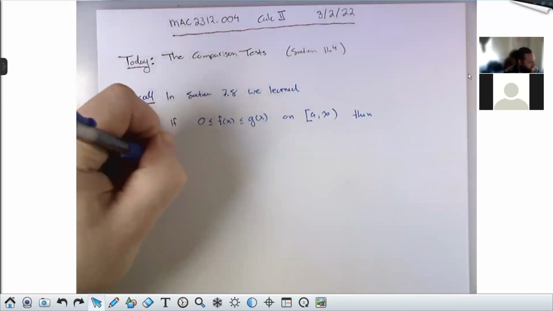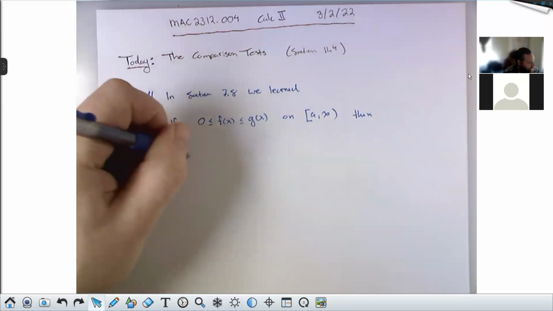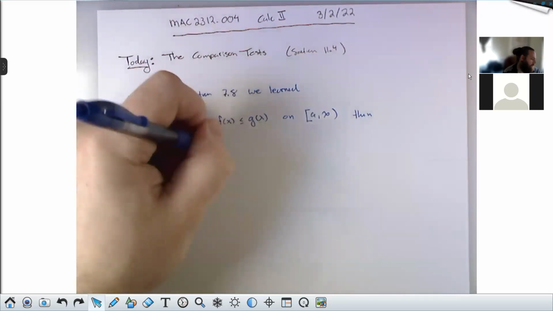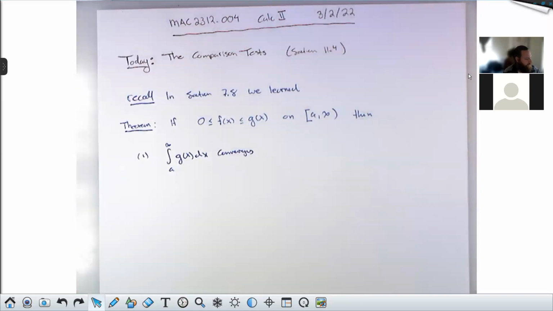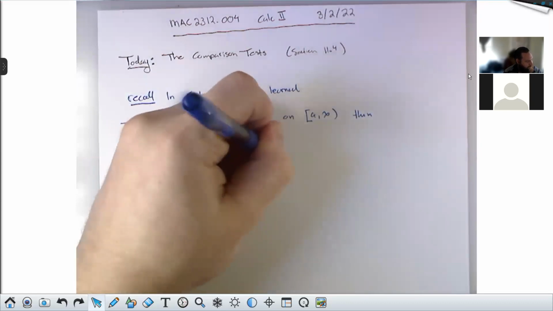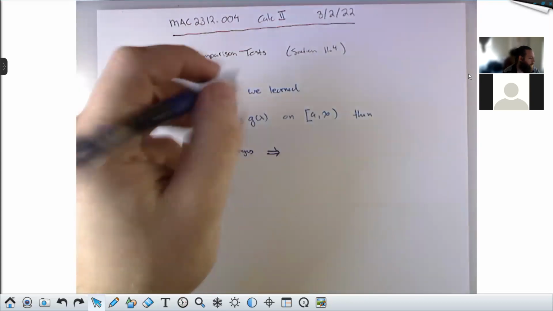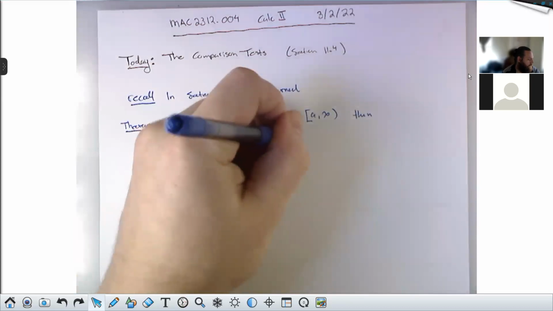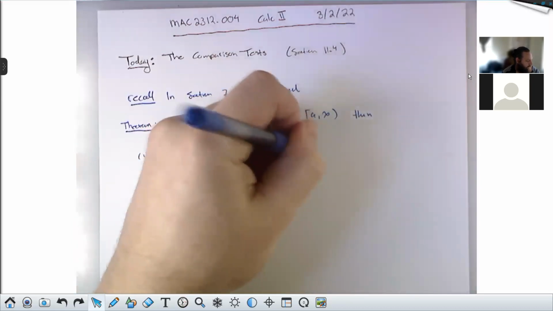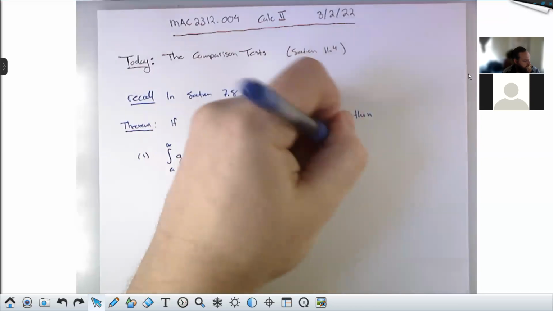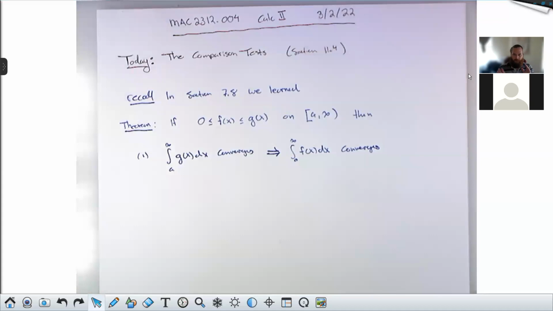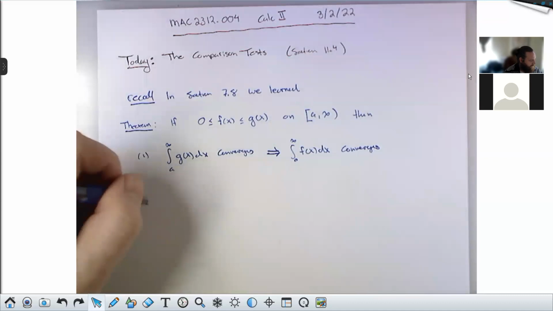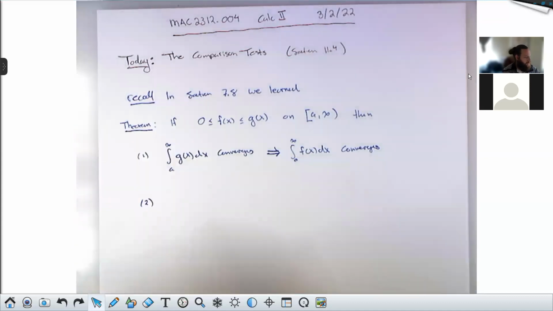If the integral from a to infinity of g of x dx converges, that implies that the integral from a to infinity of f of x dx converges. So remember when we talked about comparing the areas under the curves, since the one fits inside the other, if the big one is finite, the small one must also be finite.